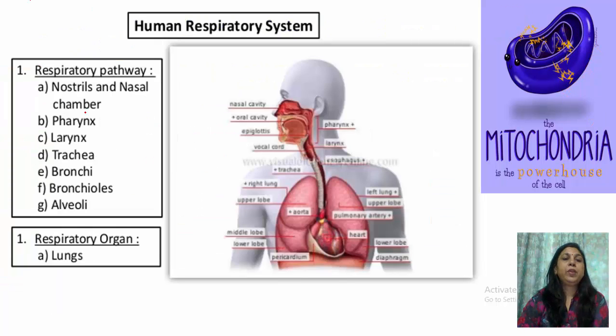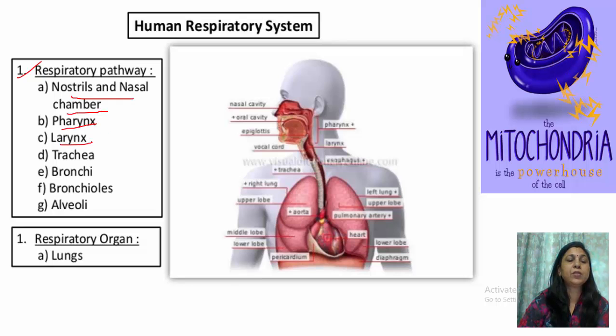Now, the human respiratory system. This is the respiratory pathway. The air enters the nostrils and then the nasal chamber, then the pharynx, then the larynx or the voice box, then the trachea, that is the windpipe, bronchi, bronchioles, and at last it reaches the alveoli. Here the alveoli are richly supplied with blood capillaries, and the gaseous exchange takes place between the blood and the alveoli. And the respiratory organs are the lungs.